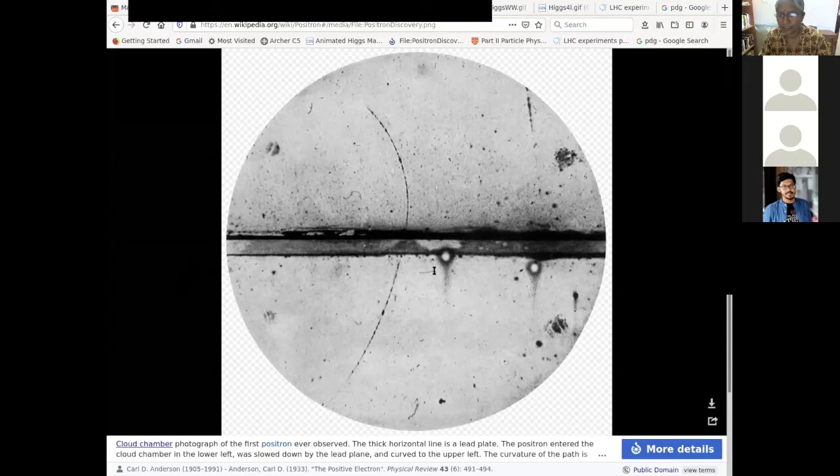Ma'am, how do you measure the exact mass of any particle? Means how can you measure? Mass is a different question.